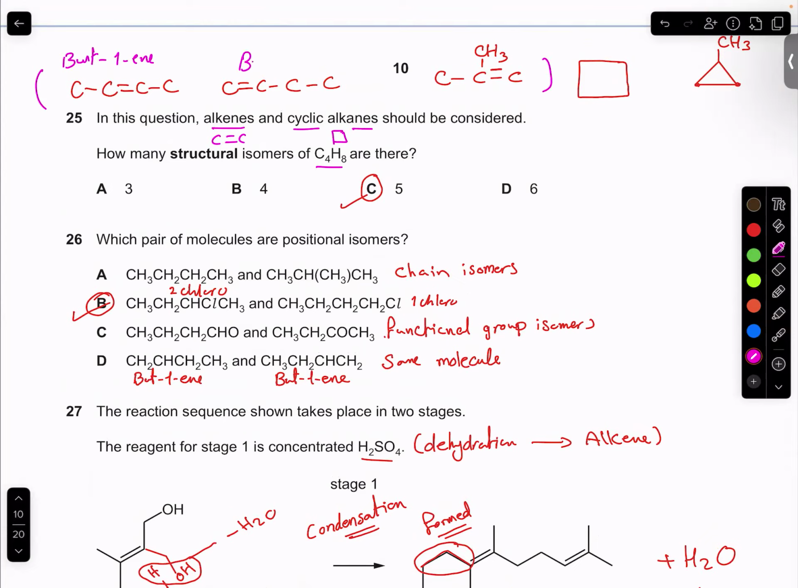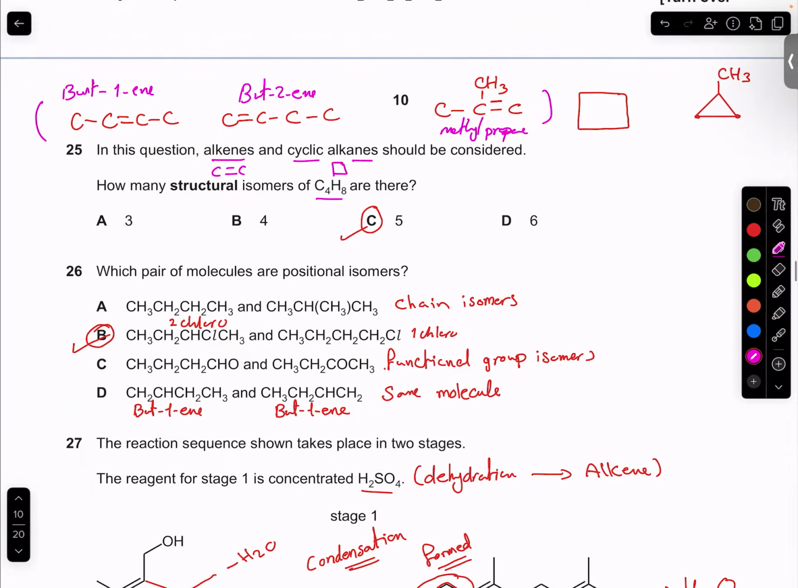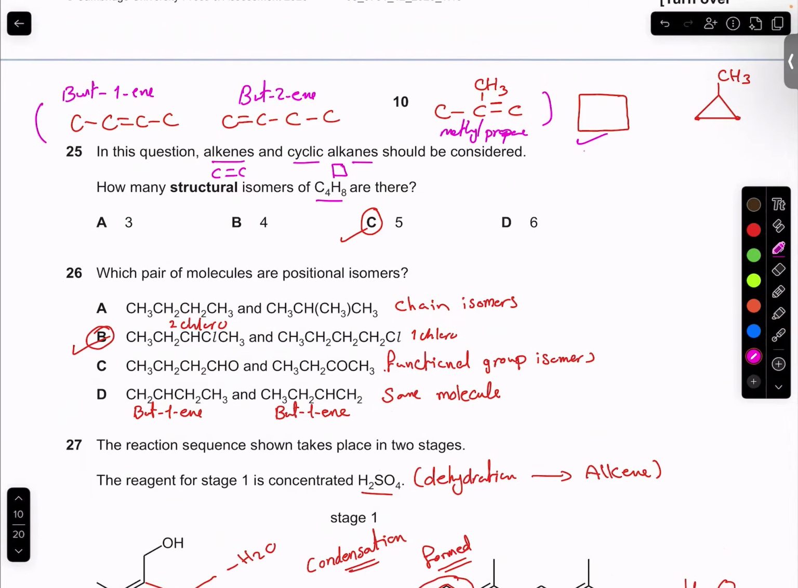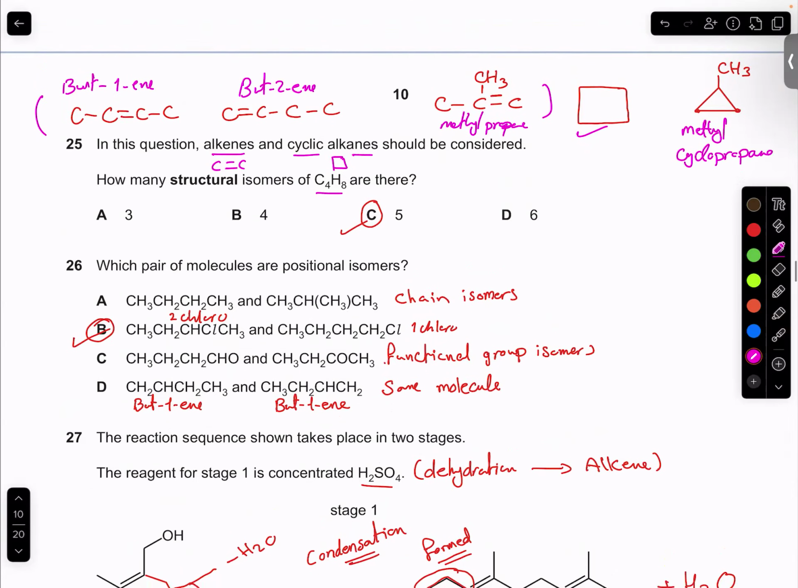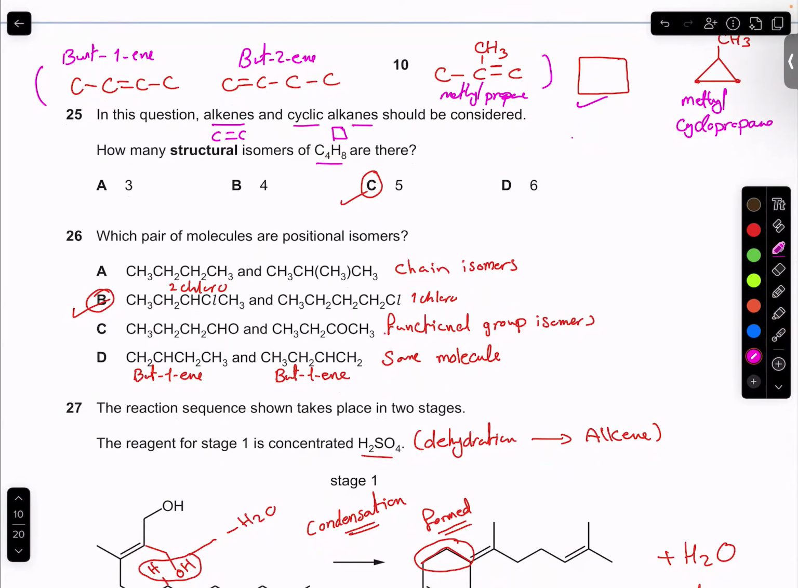We can also make but-2-ene, and we can make methylpropene. These are the open chain isomers, okay? And also we can make cyclobutane, yes, this one, or also we can make methylcyclopropane. All of these, if you count the number of carbons and the number of hydrogens, will be C4H8.